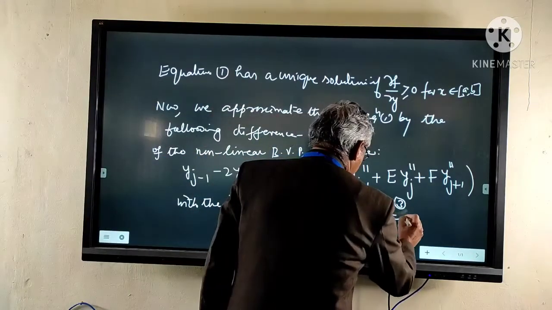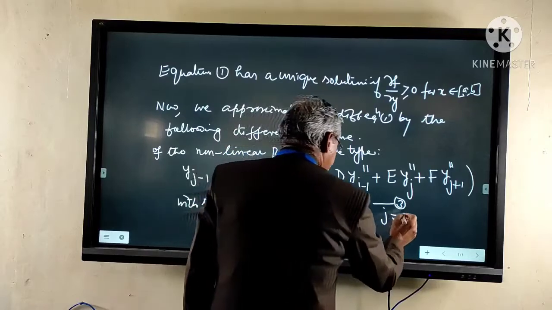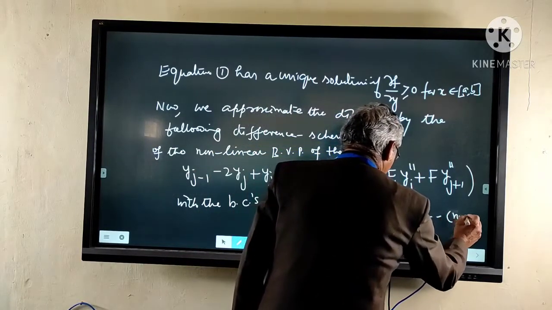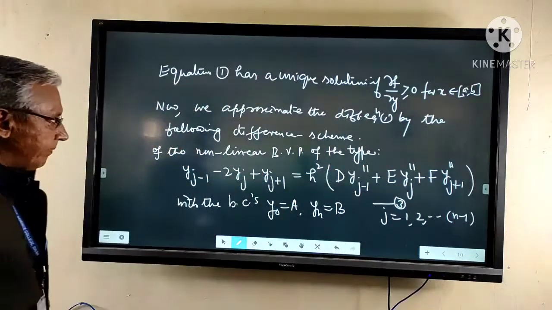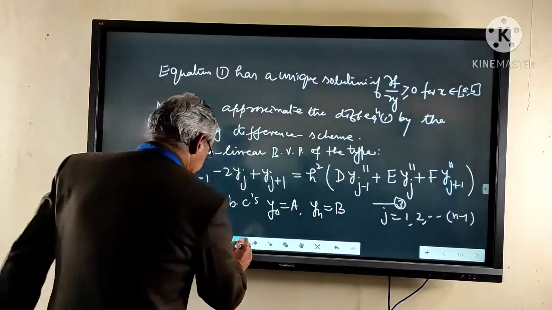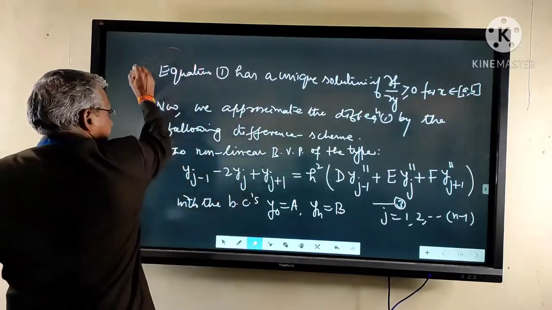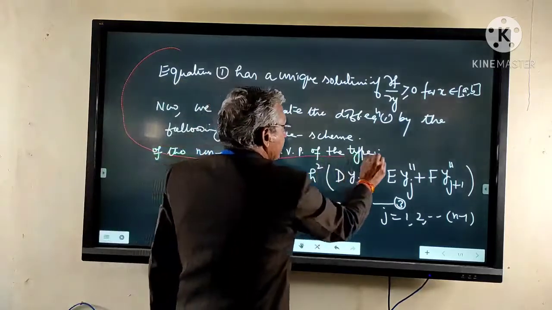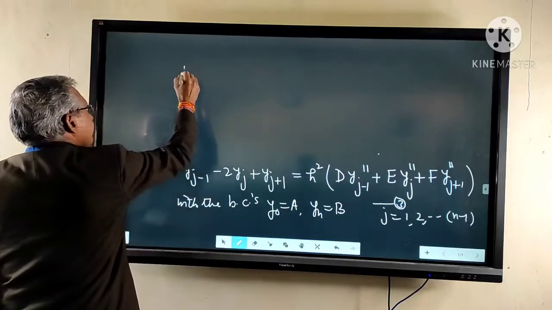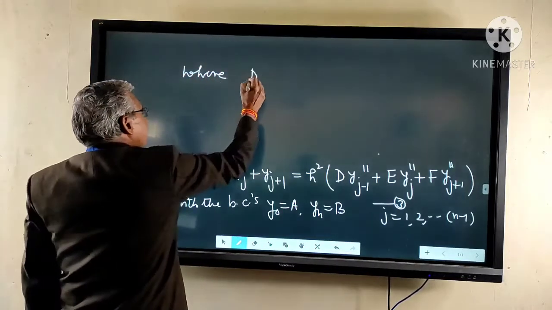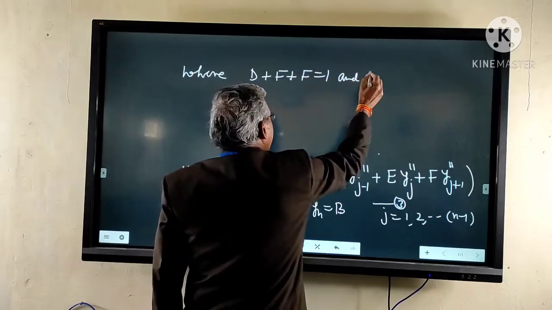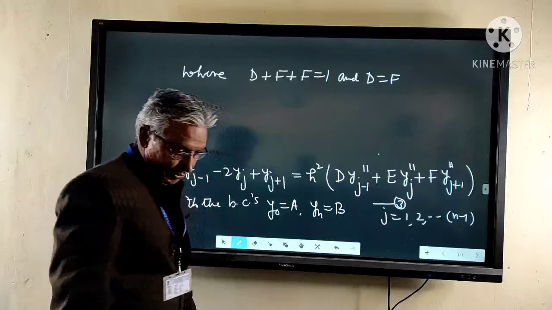Here j equals 1, 2, and so on, n minus 1. This is the finite difference scheme. We choose d, e, f such that d plus e plus f equals 1.